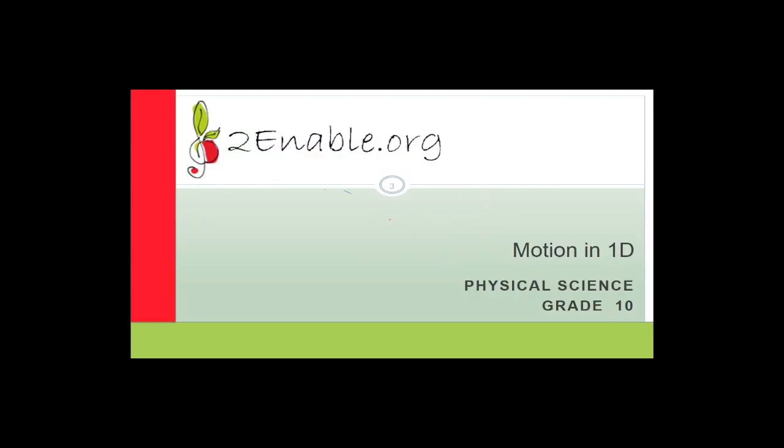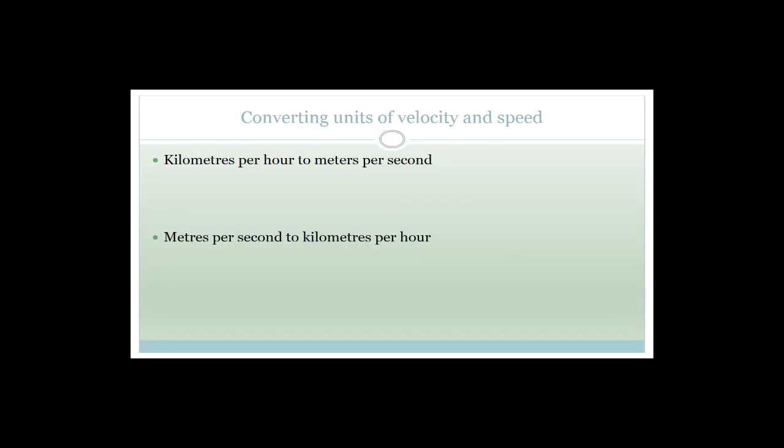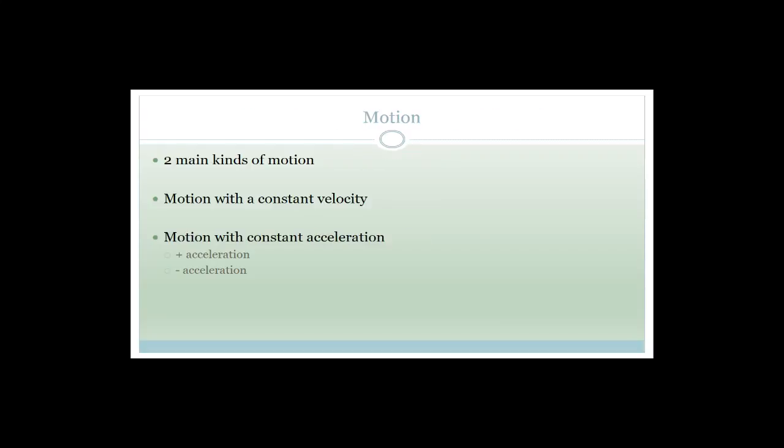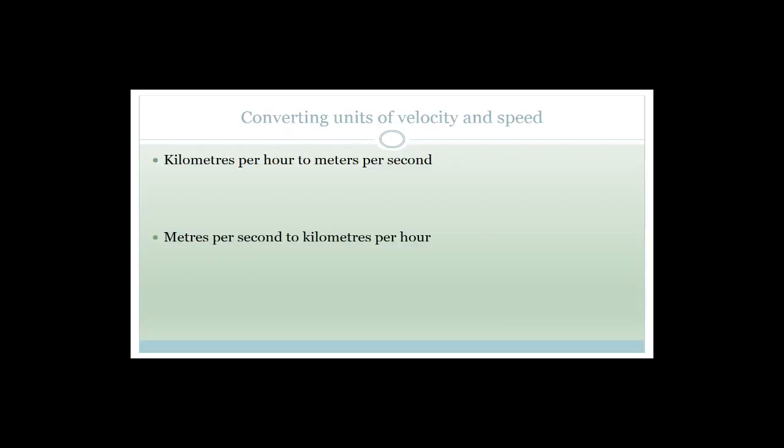In this lesson, we're going to carry on with motion in 1D, and we're going to talk about first converting units of velocity and speed, and then we're going to talk about two kinds of motion, and we're going to move on to equations of motion. So first of all, let's look at converting our units.